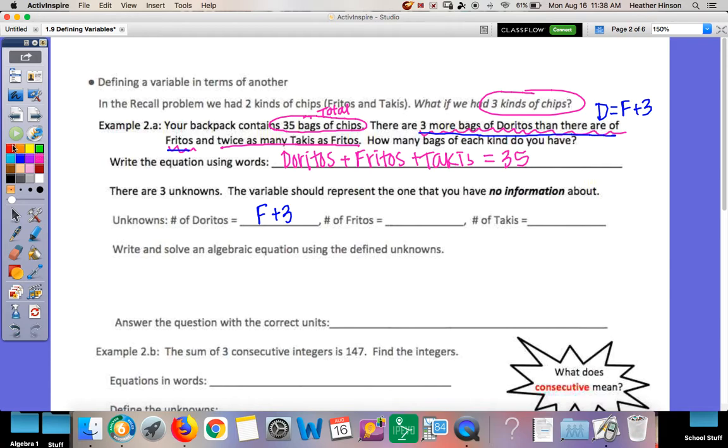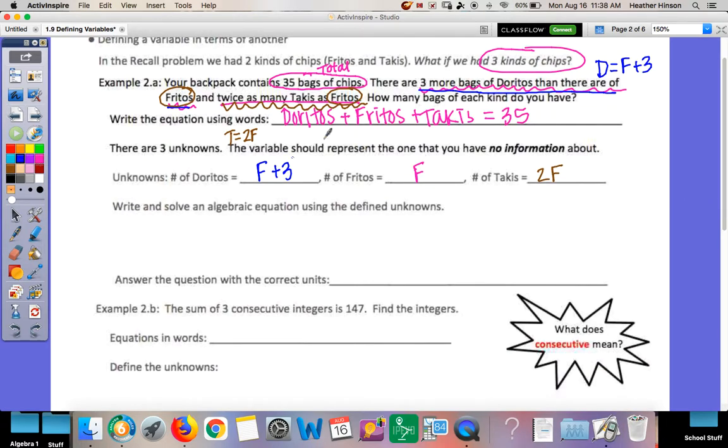For Fritos, did it give us anything about that? If you're not sure, come back to it, because we see Fritos a couple times. I'll come back to Fritos. What about Takis? It says we have twice as many Takis as Fritos. So that means our Takis are going to be 2 times the Fritos. The one that they don't give you anything about, that's the regular variable. That's just going to be F.